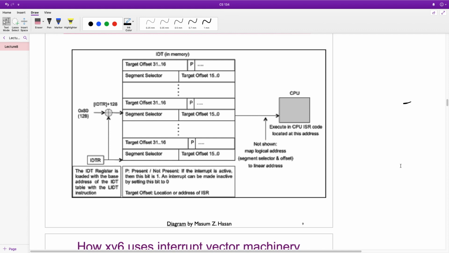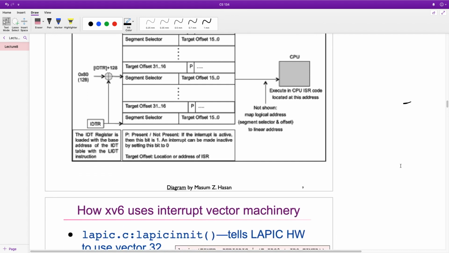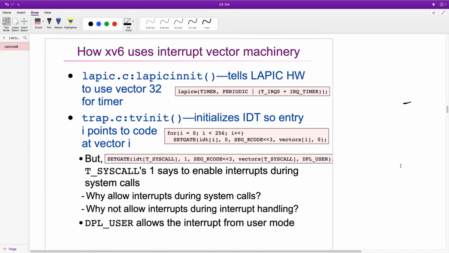So we have our IDT register that points to the interrupt descriptor table, and each entry basically says where it's going, along with the segment selector. We don't use the segments; these are just linear addresses. Again, this is like we already saw with traps.